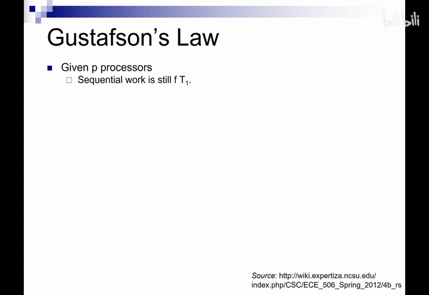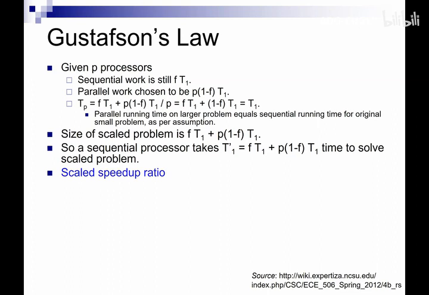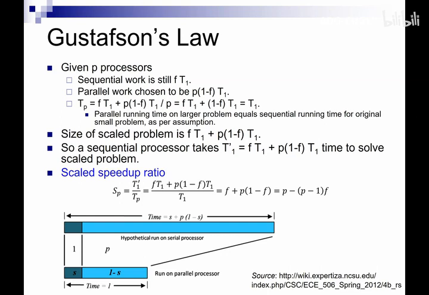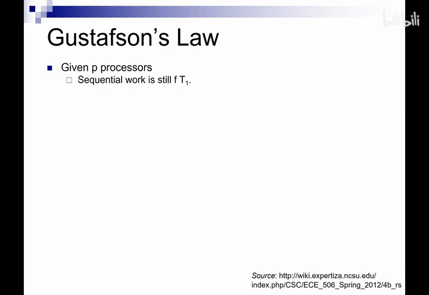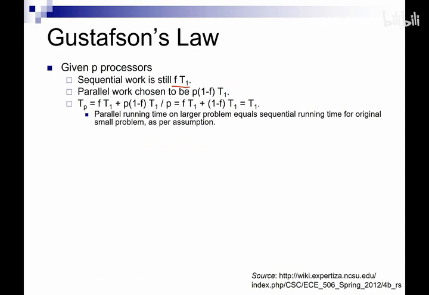Okay, so now let's actually get to Gustafson's law. What it's saying is that suppose you have P processors. So when you had one processor, the amount of sequential work is going to be the sequential fraction times the sequential running time. So the sequential work is going to be F times T1. Now, given P processors, we want to choose the amount of parallel work so that the parallel running time is equal to the sequential running time.